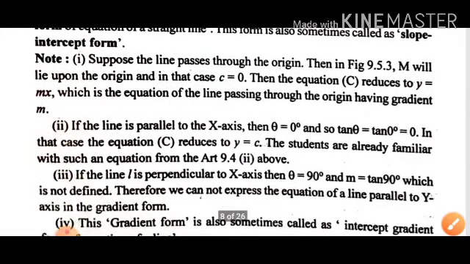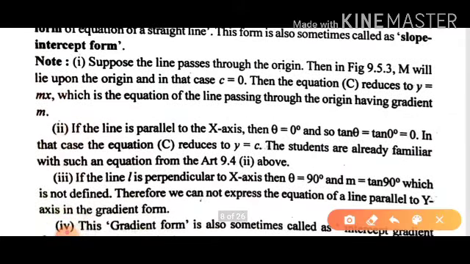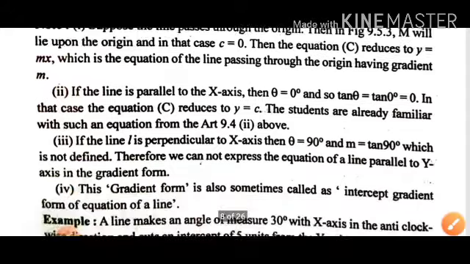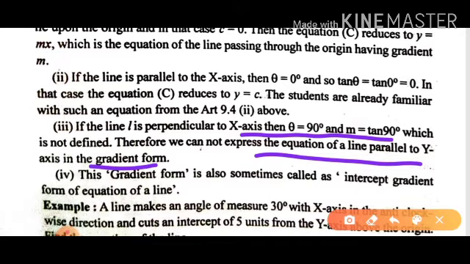And it will be at an angle of 45 degrees. Now when theta is equal to 0 degrees, m will be 0, and when theta is equal to 90 degrees, m will be undefined. So we'll come back to it. When theta is equal to 90 degrees, we cannot express the equation of a line in gradient form. It is also known as the intercept gradient form of a line.